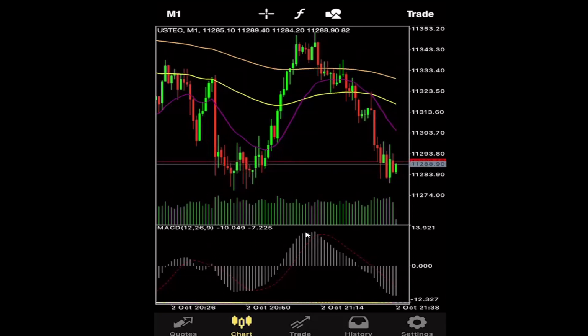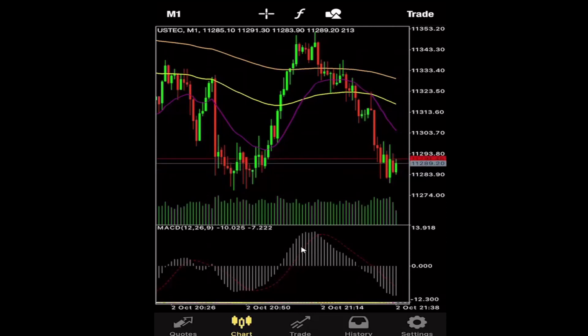Right here, we can look at the histogram. This is a very high buying power. This histogram right here is a low buying power. If you look at this histogram, it's a very high selling power. And this histogram here is a very low selling power. When it is below the zero mark, the sellers are in control. When it's above the zero mark, the buyers are in control. That's what we need to understand as the first step.